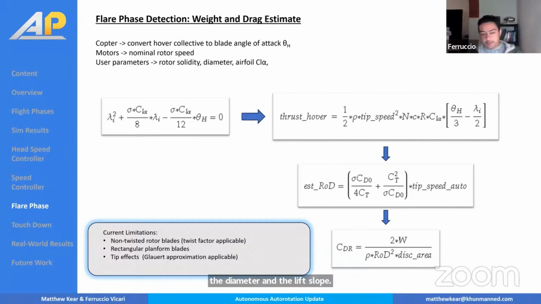This method has some limitations. Of course, it's a 60 years old technology, so we can consider the rotor blades as non-twisted and with a rectangular planform view. And at the minute, we are not considering the tip effects of the rotor blade. Okay.